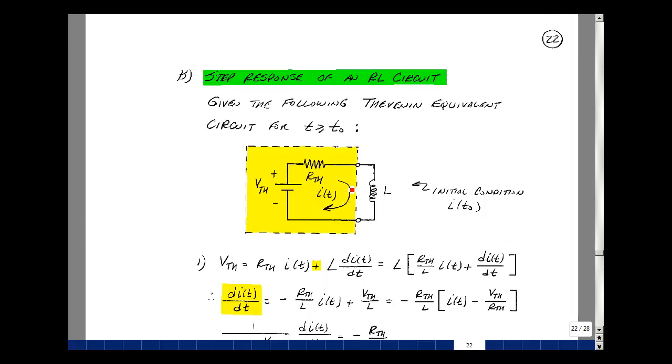We're saying that the current I of t is equal to V Thevenin divided by R Thevenin, which implies that this is a short circuit. But that's consistent. We have that V is equal to L di/dt. If the current isn't changing, it's constant, it's a DC circuit, then the derivative is equal to 0.